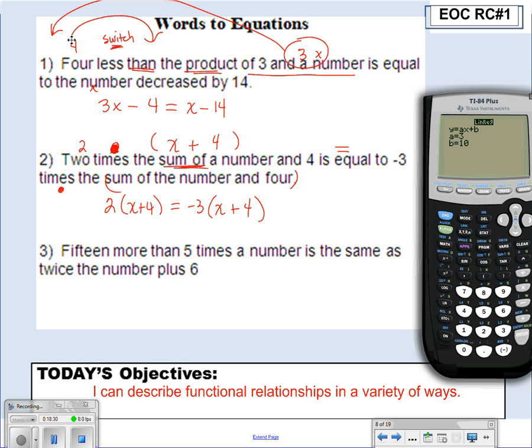Okay, number 3, we have 15 more than 5 times the number is our equal. Okay, and more than, it does switch. So 15 more than 5 times the number. So 5 times the number would be 5x and 15. So we have 5x plus 15. Equals 2. It's the same as twice the number plus 6. So twice the number tells you take the number, multiply it by 2, and then plus 6.